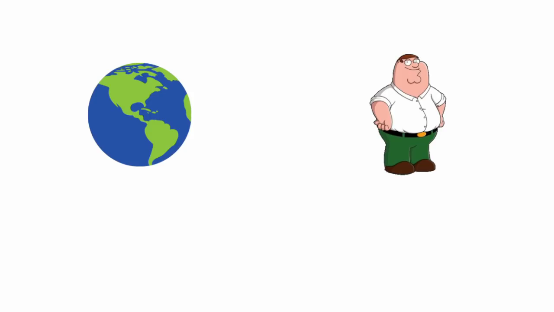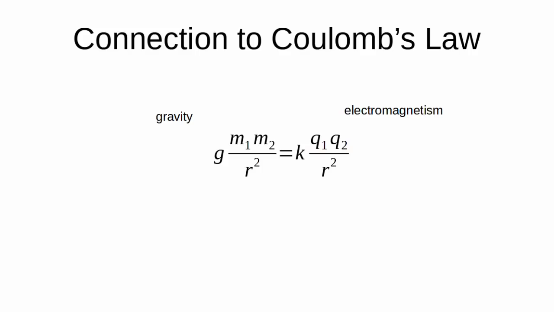Consider two massive bodies a distance r apart with respective masses m1 and m2. Then the attractive force between them is m1 times m2 over r squared times a gravitational constant G. Now there's an obvious comparison between this equation and Coulomb's law, which describes the electromagnetic force between two charged particles, where charge takes the place of mass and the force is proportional to the inverse square of the distance.